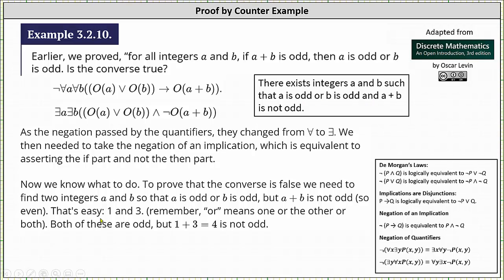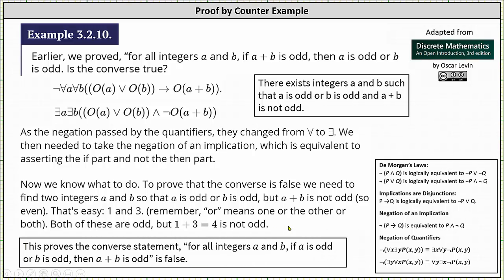So we can let a equal 1, b equal 3, and notice 1 plus 3 is equal to 4, and 4 is not odd. This shows the negation of the converse is true and proves that the converse statement, for all integers a and b, if a is odd or b is odd, then a plus b is odd, is false.